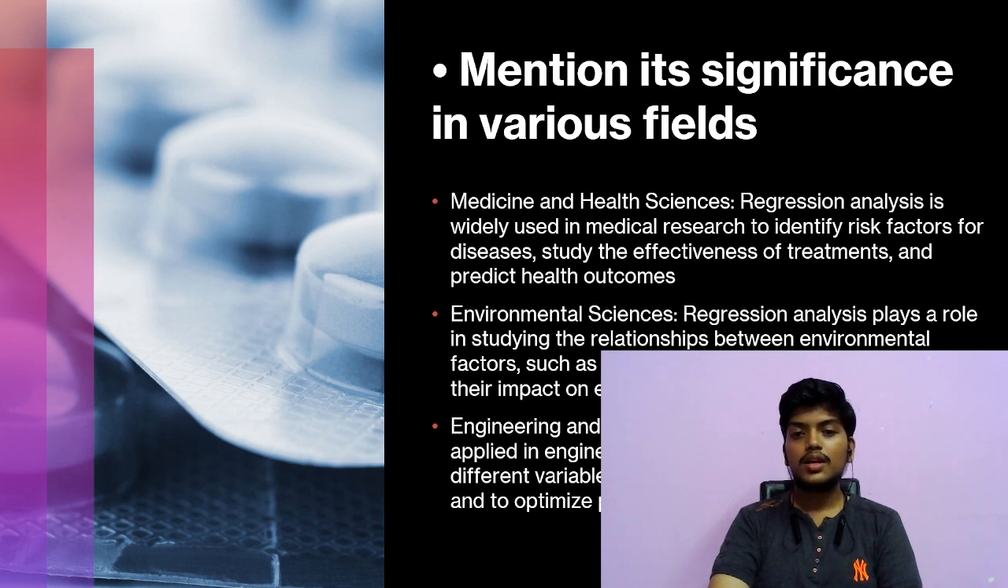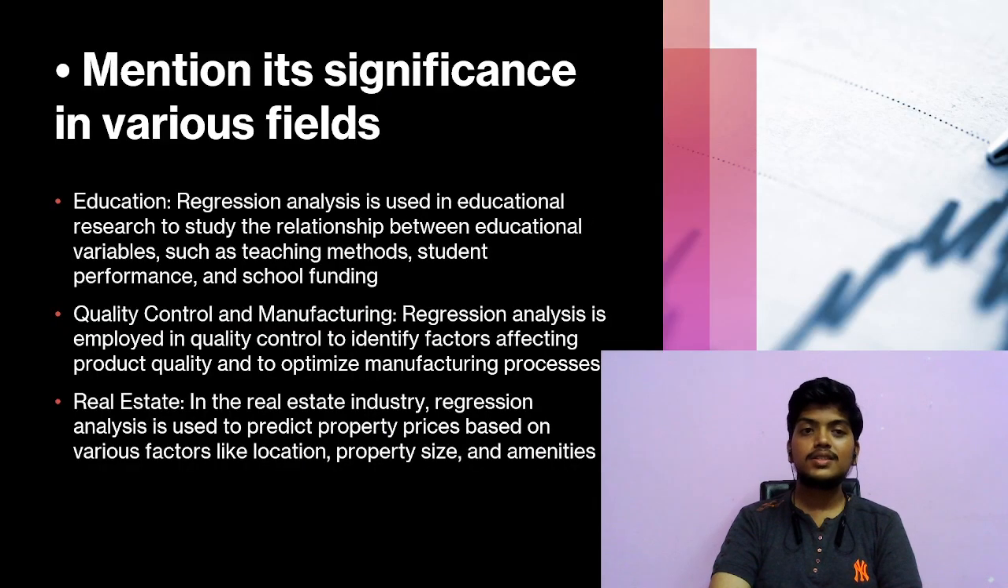Environmental science: the relationship between environmental factors such as pollution levels and climate variables, and their impact on ecosystems and human health. Engineering and technology: applied in engineering to model the relationship between different variables such as stress and strain in materials and to optimize processes and design. Education, as well as quality control and manufacturing, and real estate.